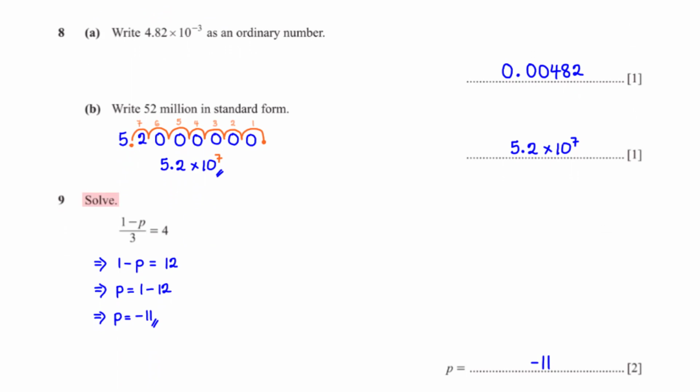Solve 1 minus p over 3 equals 4. When we multiply both sides by 3, this is what we get. When we make p the subject, this is what we have. 1 minus 12 is -11.